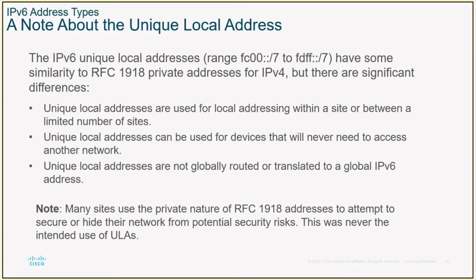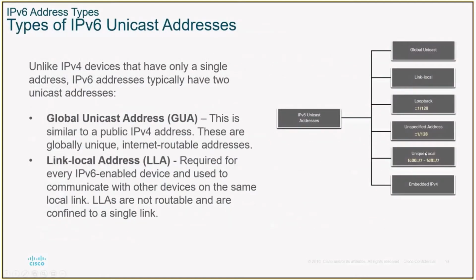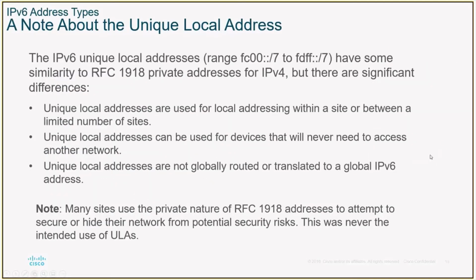A note about the unique local address. IPv6 local addresses, the ones I was talking about, have some similarity to those private addresses that I said, but there are significant differences. Unique local addresses are used for local addressing within a site or between a limited number of sites. Unique local addresses can be used for devices that will never need to access another network. Unique local addresses are not globally routed and translated to a global IPv6 address. Many sites use the private nature of RFC 1918 addresses to attempt to secure or hide their network from potential security risks. This was never the intended use of the unique local addresses.